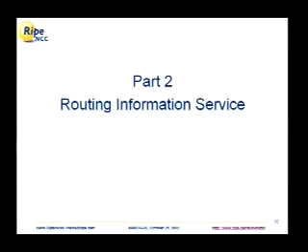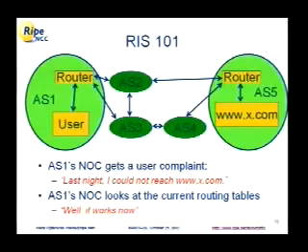The second part of the talk is about the routing information service, and the motivation for this is shown in this plot. You have your AS with your user in there on the left, and you have a website and another AS on the right, with a couple of ASs in between. Your user calls with a complaint like, last night I couldn't reach x.com, and you look at your routers, and maybe there's a looking glass on it, or you just do show BGP tables, and it says, well, it works now, and that's obviously not a very satisfactory answer.